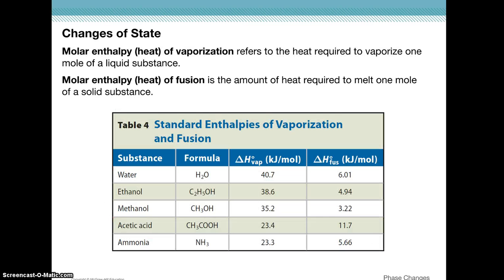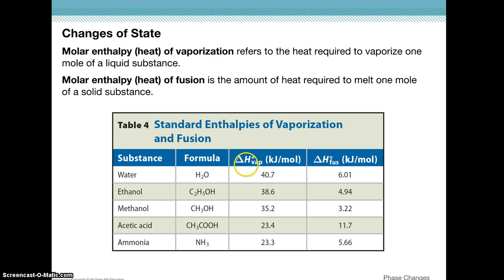Now, we also need to talk about how much energy is needed to make these changes of state. And we're going to use two new terms, the molar enthalpy of vaporization. And enthalpy is a fancy word for heat, so we're going to use those two interchangeably. And the molar heat of vaporization refers to the heat required to vaporize 1 mole of a liquid substance. And then the molar heat of fusion is the amount of heat required to melt 1 mole of a solid substance. And you can see here we represent heat of vaporization with a delta H, VAP.